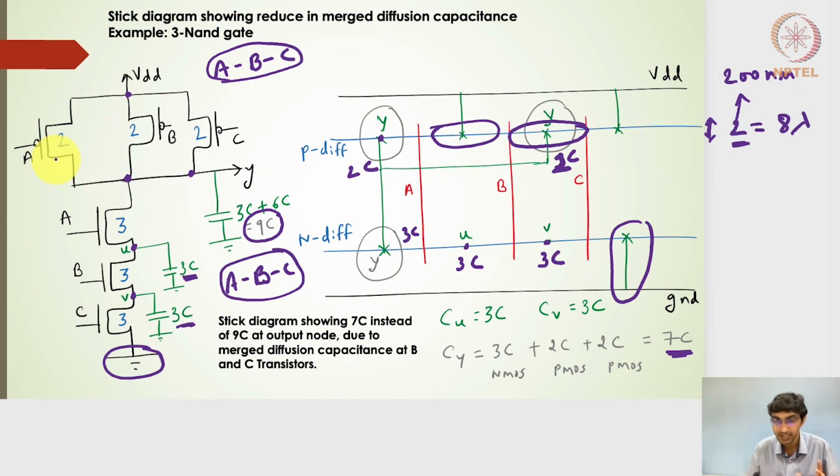We have always been using a linear combination of the capacitance associated with this transistor, this transistor, and this transistor whenever the transistors were in parallel. We used the merged diffusion capacitance only whenever the transistors were in series. But from the stick diagram, we can easily see that if we make a very compact design, making use of a lot of merged diffusion capacitance, the overall capacitance seen at the output node also decreases. So instead of 9C, it is actually 7C, and 7C will naturally have much better performance than the 9C capacitance.